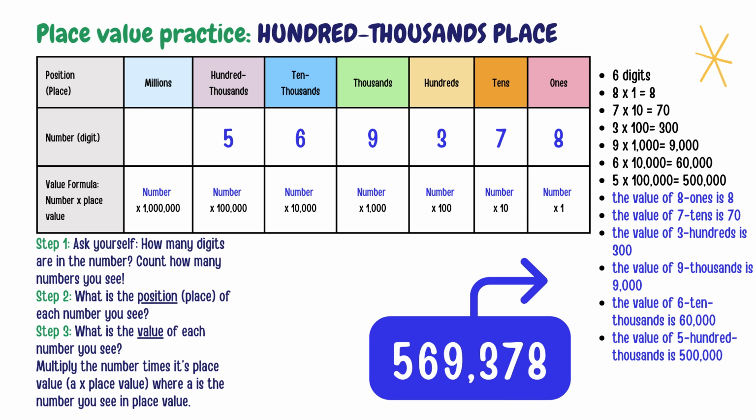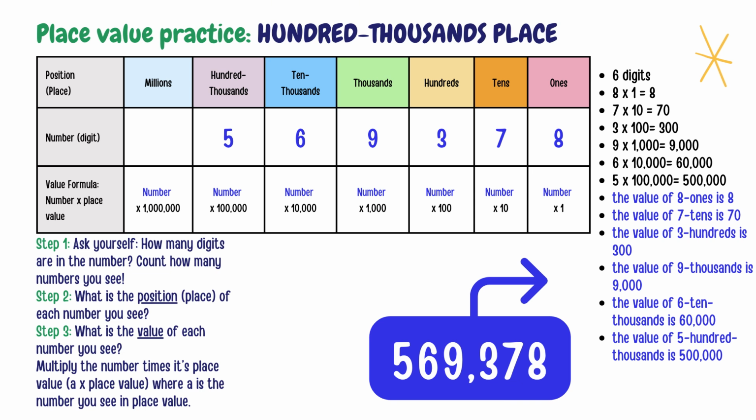Step 2, what is the position or place of each number you see? We have a number 8 in the ones place, a 7 in the tens place, a 3 in the hundreds place, a 9 in the thousands place, a 6 in the 10,000s place, and a 5 in the 100,000s place. Step 3, what is the value of each number you see?